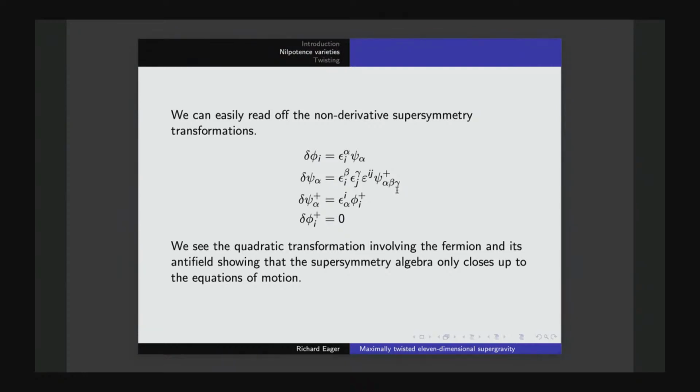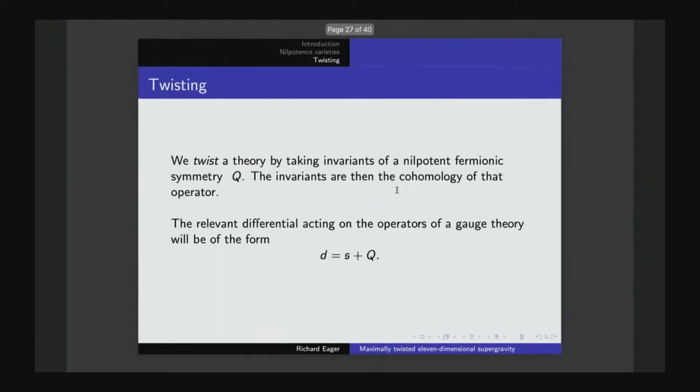Okay, so the idea is we want to take this machine, which produces BV multiplets, and apply it now. Once we have the BV multiplet, we're going to twist it. The twisting of Costello just works by taking invariants of a nilpotent fermionic symmetry Q, and the invariants are then the cohomology of that operator. So the relevant differential acting on operators of the gauge theory will be of the form S plus Q, where S is the original BV operator and Q is the nilpotent supercharge. And we just add them to get the new BV differential.